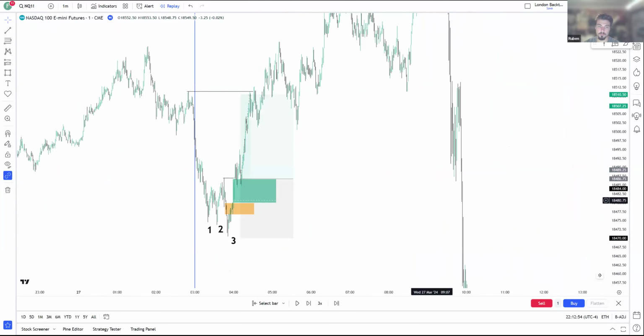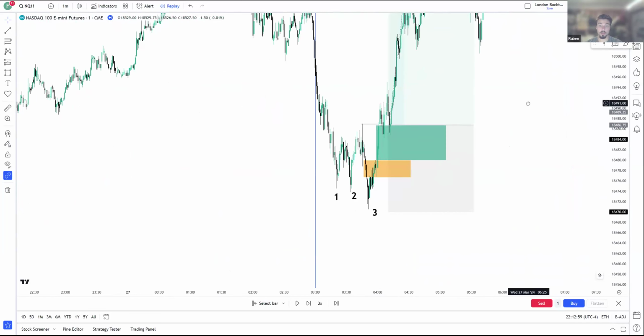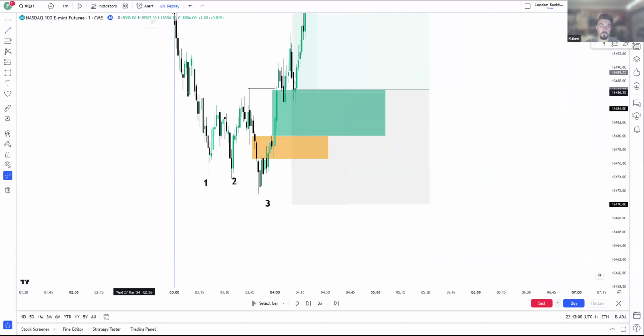Have a look at this one. We talked about the 3 drives on the upside. This is now on the downside. Same process though, same process. 1 drive, 2 drives, 3 drives. We raid liquidity right here. We have a market structure shift right here, and we return here.